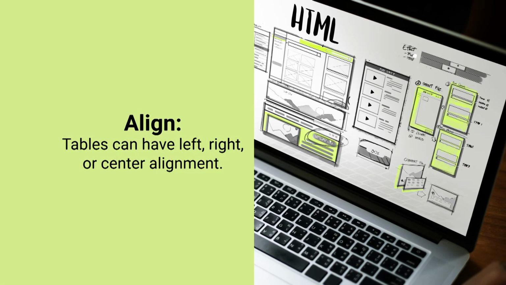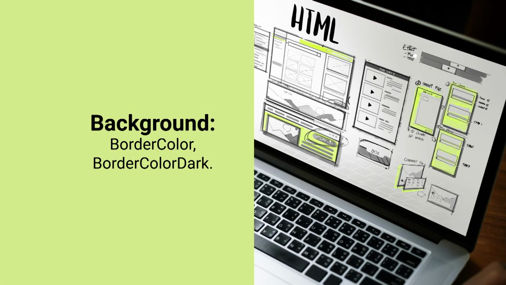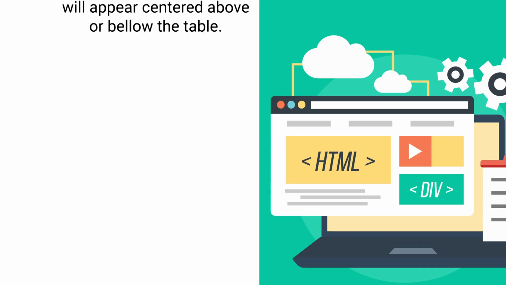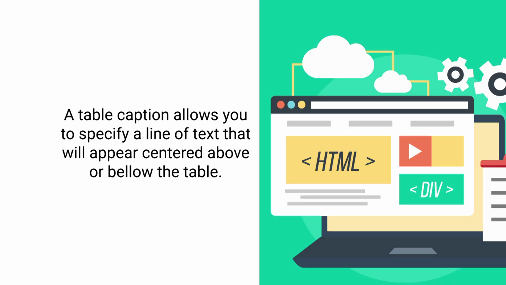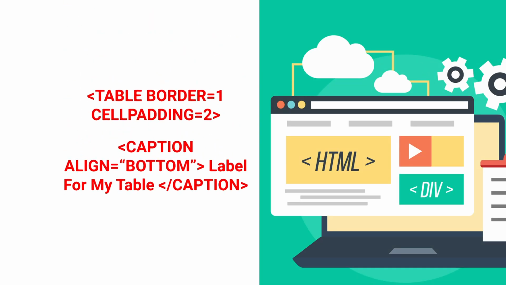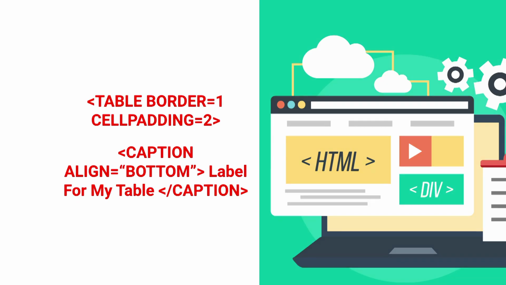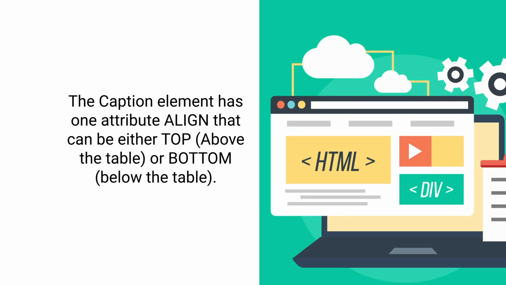Align has three types of alignment: left, right or center. Background has two options: border color and border color dark. It has another property, caption. The table caption allows you to specify a line of text that will appear centered, above or below the table. The syntax is given below: table border equals 1, cellpadding equals 2. And in the second line, caption align bottom, label for my table caption. The caption element has one attribute, align, that can be either top or bottom of the table.